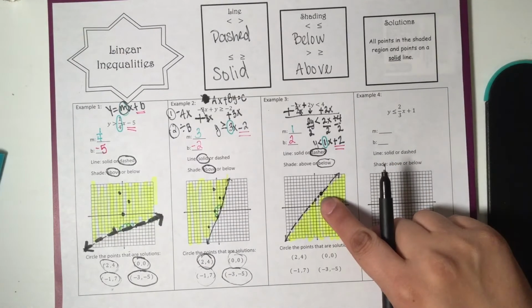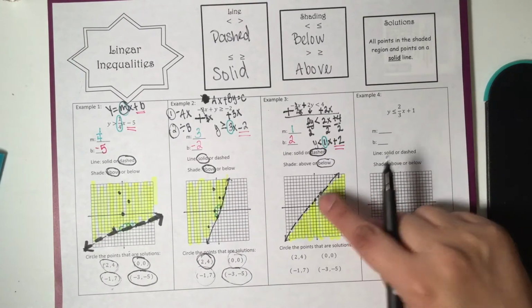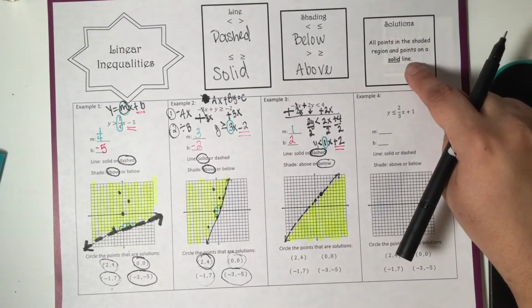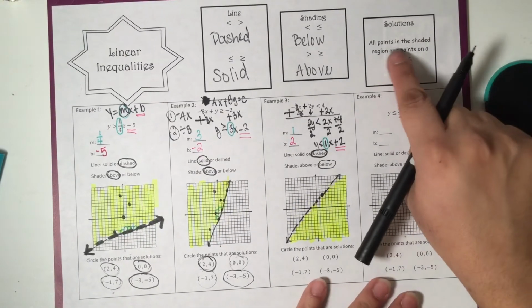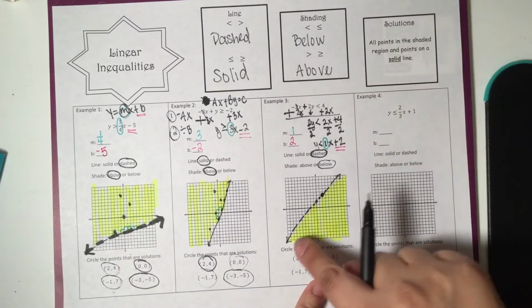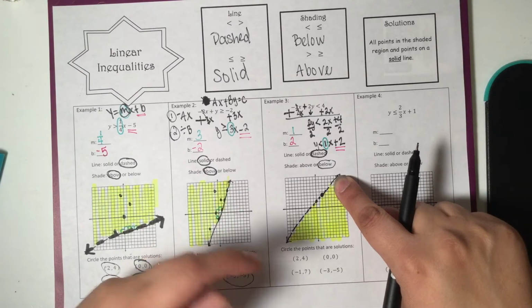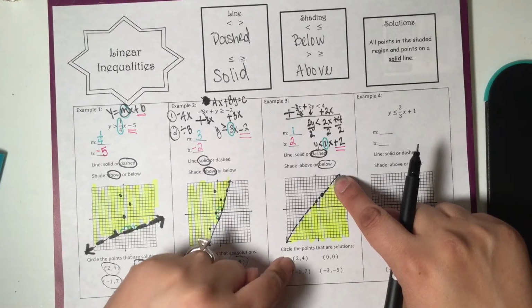Now, is that a solution? Well, it's not in the shaded area, but it is on the line. So I have to come back over here to my solutions notes. And it says, all points in the shaded region and points on a solid line. This is not a solid line, it is a dashed line. So because it is not a solid line, this is not a solution.